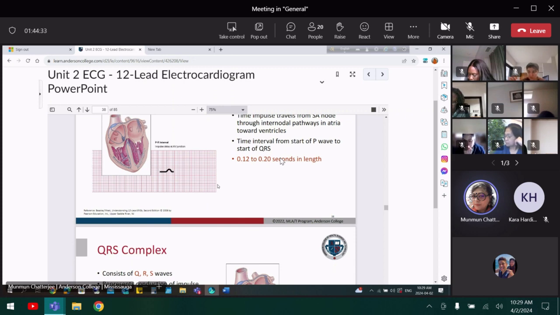You can forget all these things after your exam is done, your graduation is done, or the MLPAW is done. But generally this takes 0.12 to 0.20 seconds for the P interval. That is the normal range.